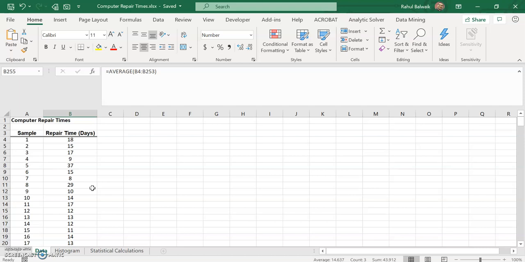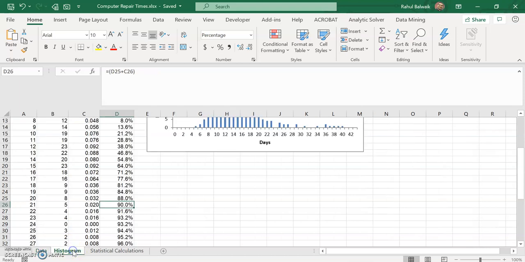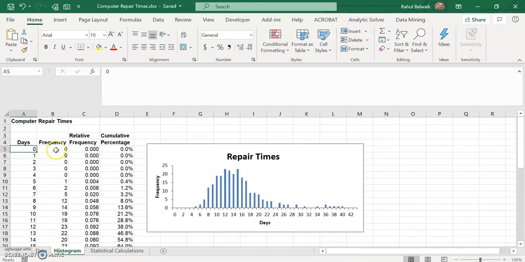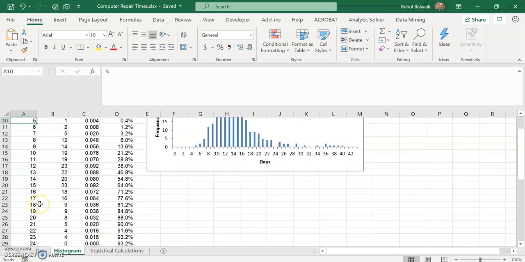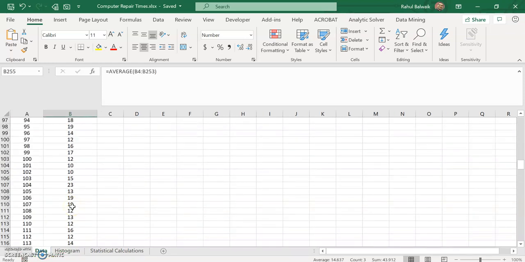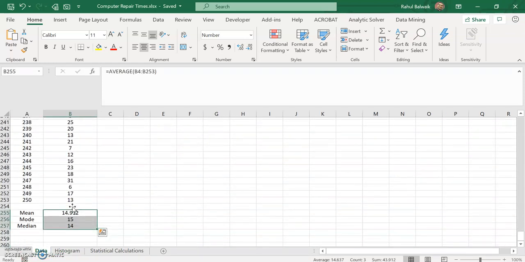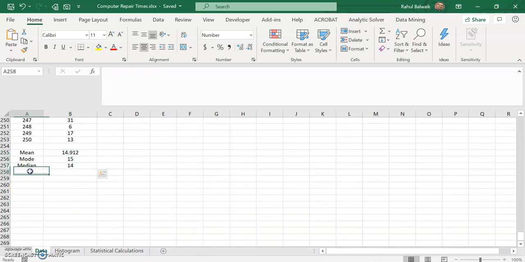Okay, so to do that, the first thing that we'll try to find out is the relative frequency and the frequency of how much time it took for the computers to get repaired. This is already done in this specific Excel file which says histogram. You can always refer back to this Excel file, but we'll try to make our own Excel file so that you will understand how this is made. The first thing that we'll do is find out the minimum and the maximum number of days.